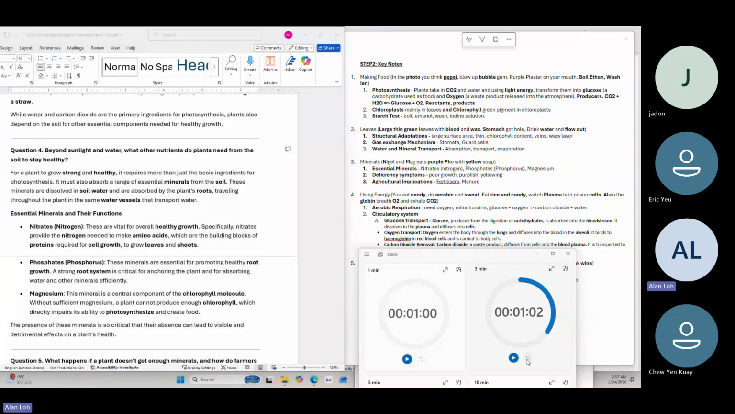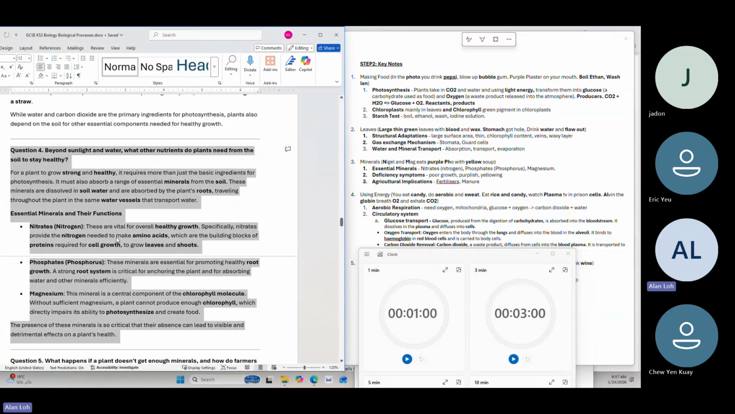Okay. So what are the new pieces of information compared to what you see over here? It's only a few lines in step 2 compared to step 4. You have nitrates, which provide nitrogen to make amino acids. This is mainly for growth. Then phosphate is for the roots, and magnesium is to create the chlorophyll, right?